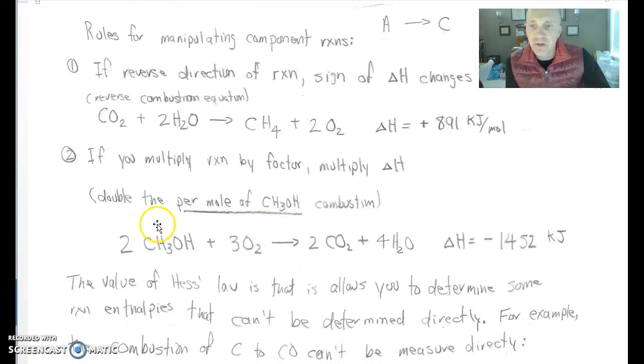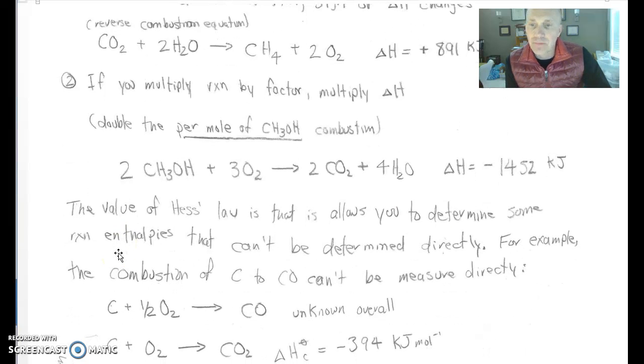Notice that everything here got multiplied by 2. These were our new coefficients, and all we end up having to do is multiply that delta H by 2. That's why we get this larger number. FYI, according to sig fig rules, I should probably round this to minus 1.4, so 1,450 instead of 1,452.